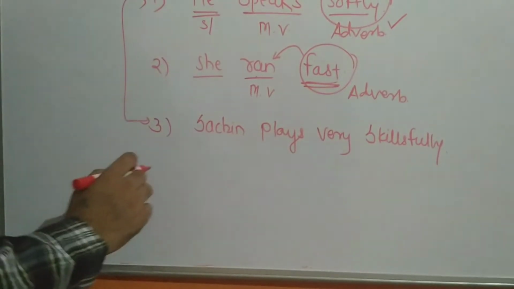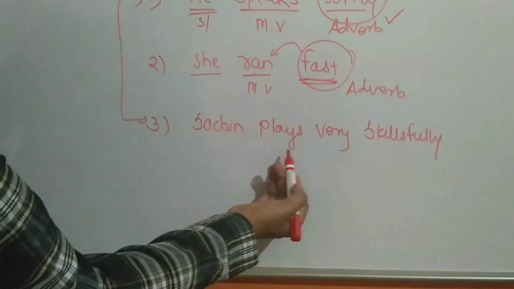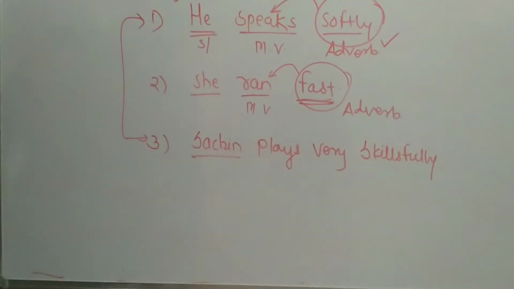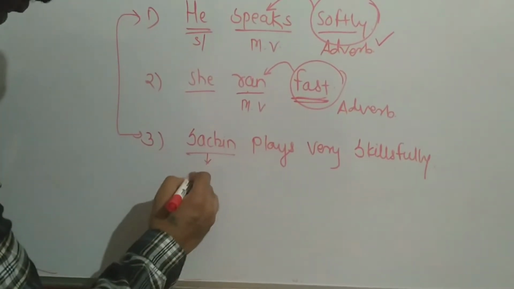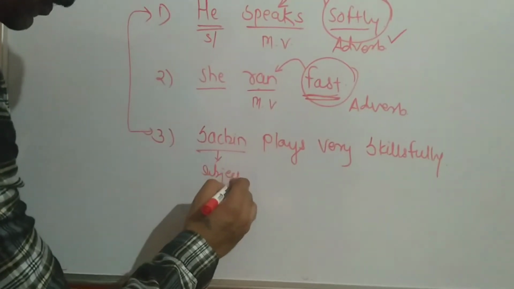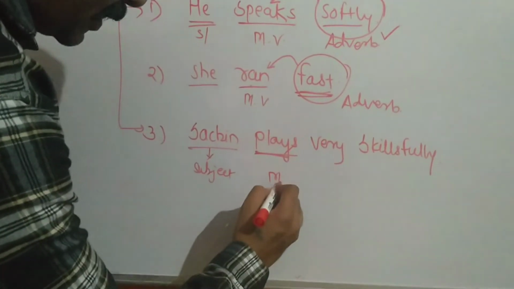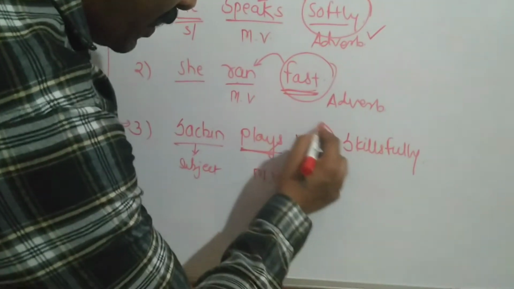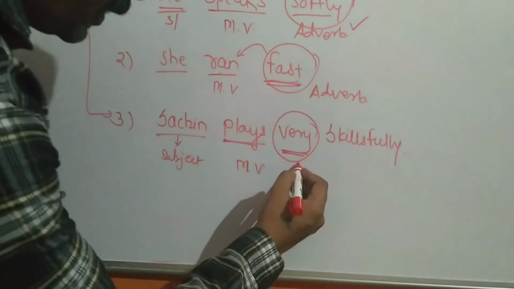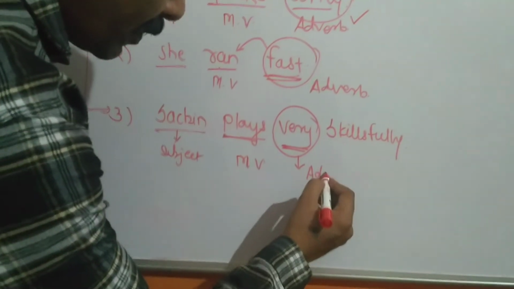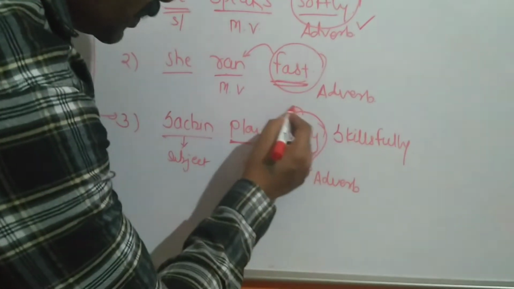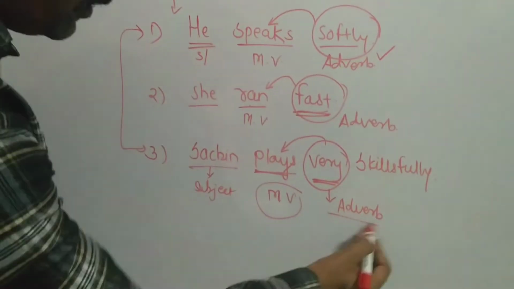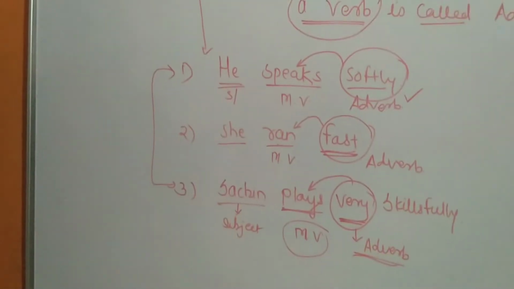Now the third example is Sachin plays very skillfully. Here Sachin is the name of a person, so it is the subject. Plays is the main verb. Now here very skillfully indicates adverbs. These words tell more information about the main verb. That's why it is an adverb.